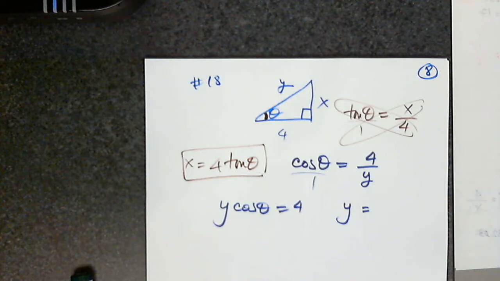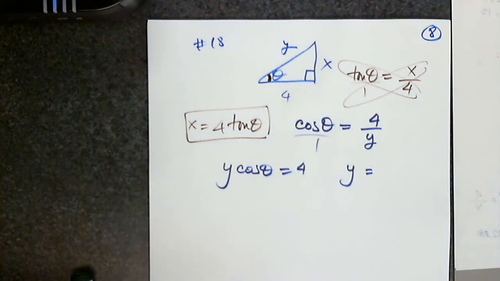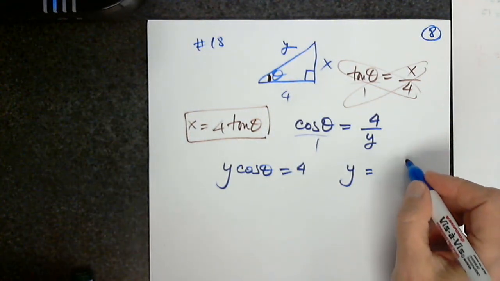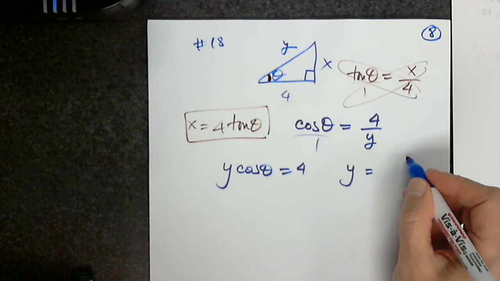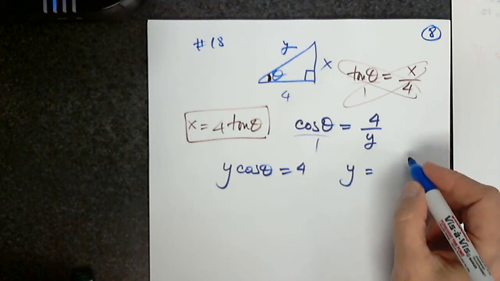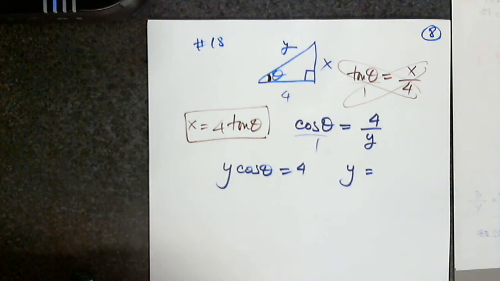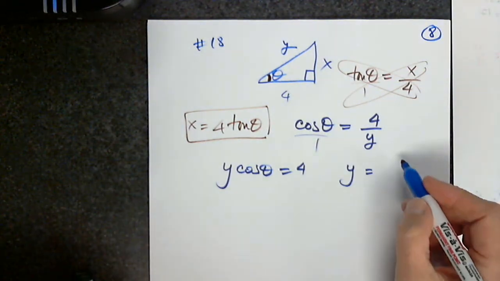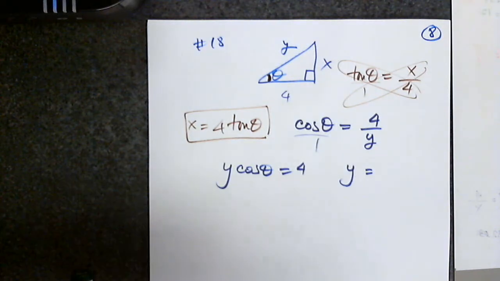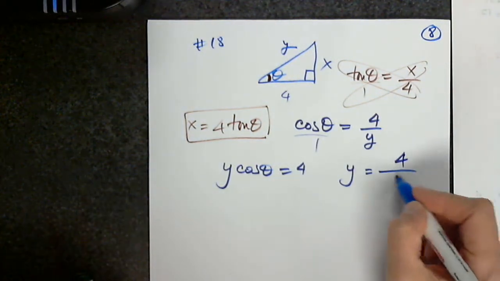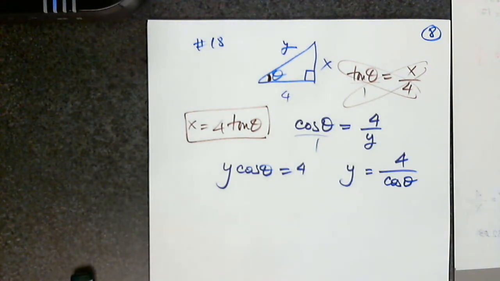Ready? So how much is y? So y equals 4 divided by cosine theta. Thank you. Very good. Any questions on this? Is this okay? Perfect.